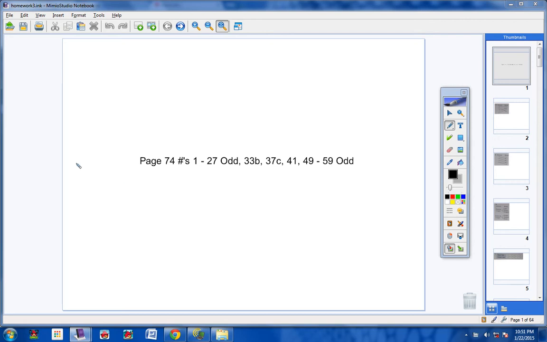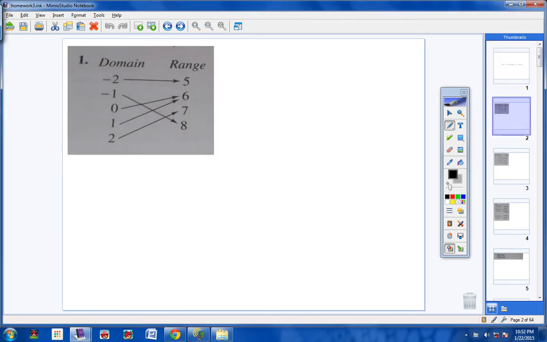Numbers 1 through 5. The directions say, is the relationship a function? So let's start with number 1. Let's see what we have here, students. Let's see if each input has one output. And here we go. This has one output. 1 has one output. 0 has one output. 1 has one output. And 7 has one output.